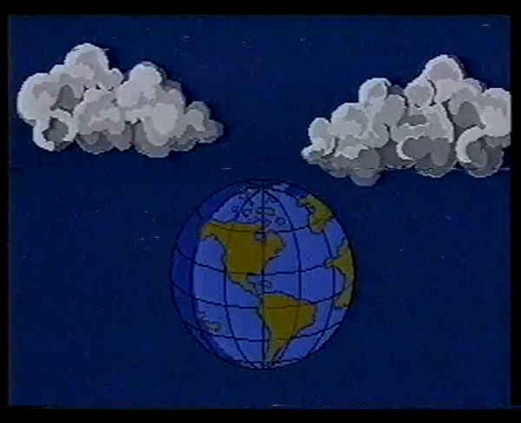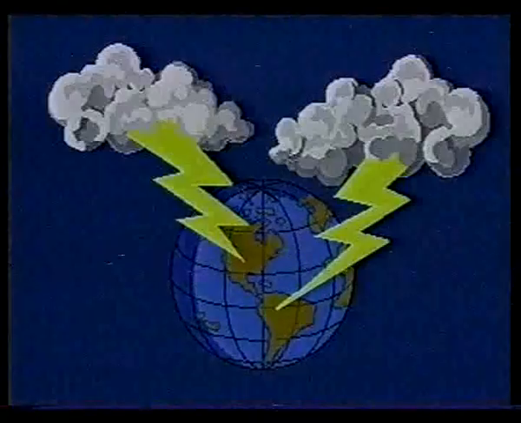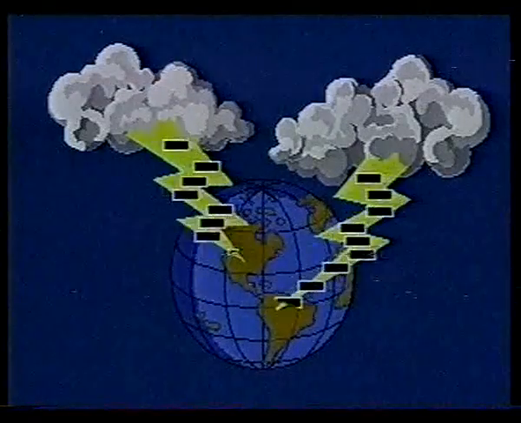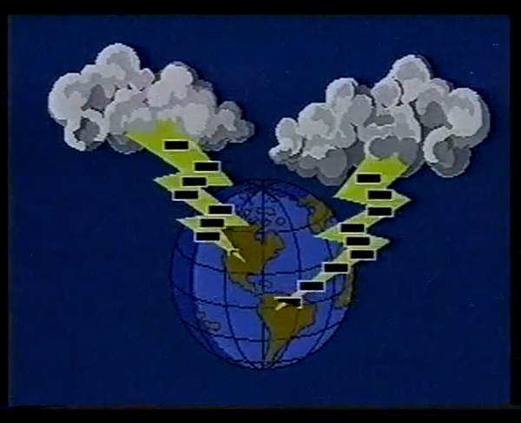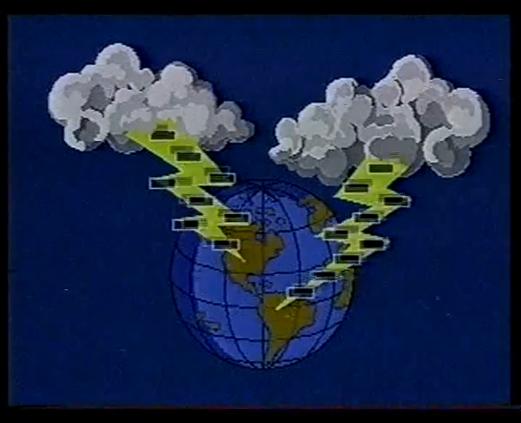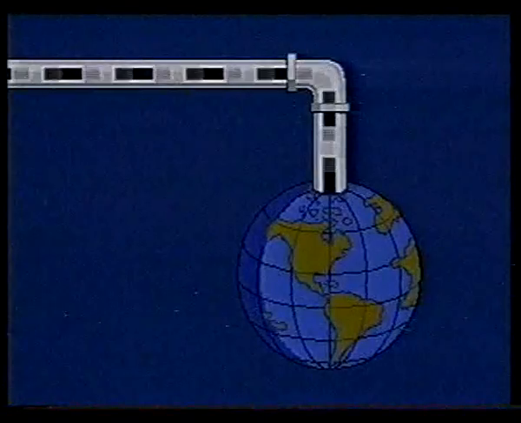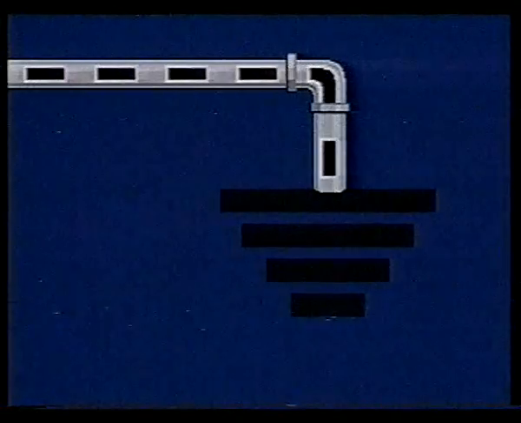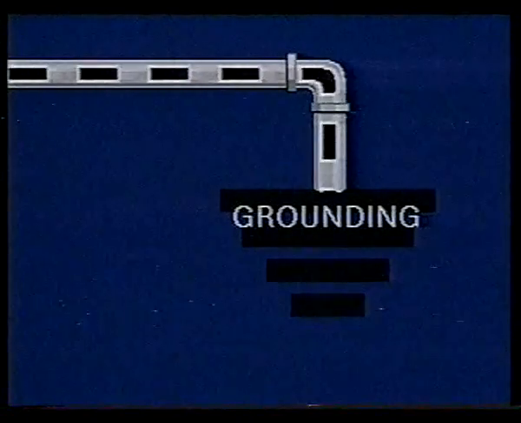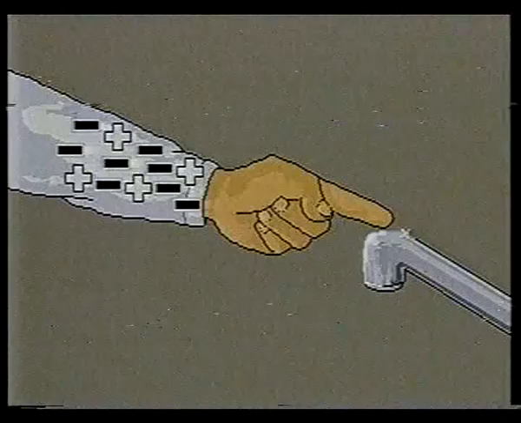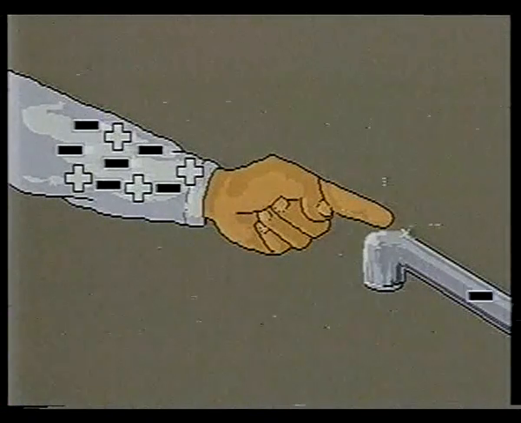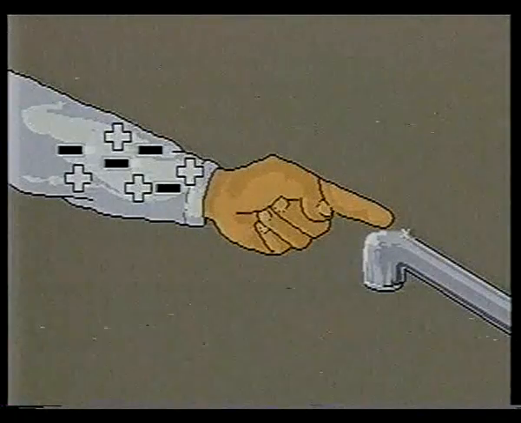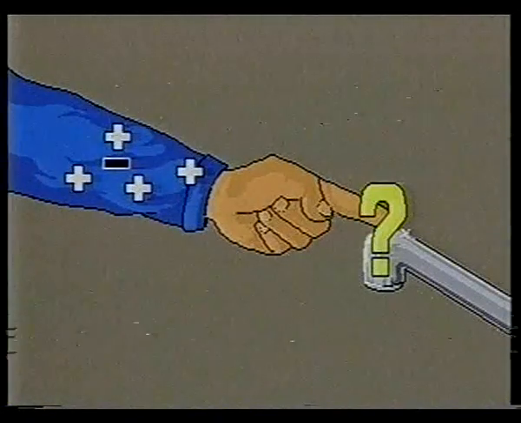Because of its vast size, the addition of small amounts of charge, or its removal, does not significantly affect the Earth's overall charge. The process of connecting something to the Earth by means of a conductor is called grounding. So far, we have shown what happens when we carry a negative charge. But what happens when we carry a positive charge?